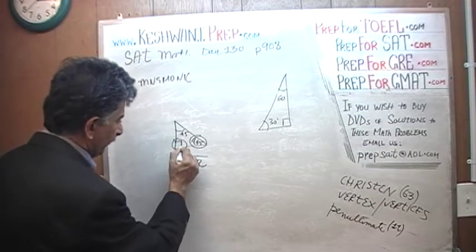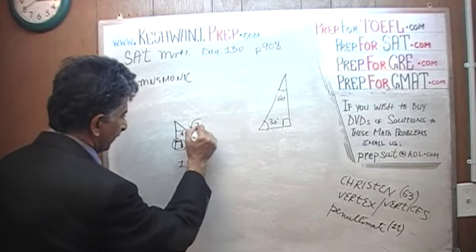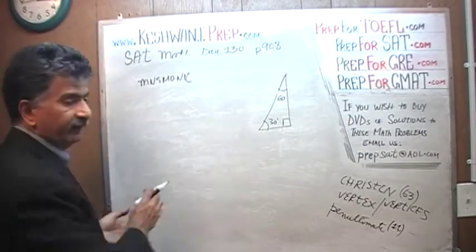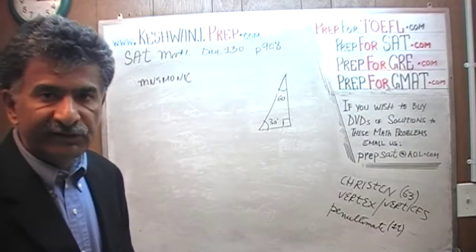So the larger one is going to face the largest angle here, 90 degrees. This becomes root 2, and this becomes 1 and 1. The same exact trick would work for a 30, 60, 90 triangle.